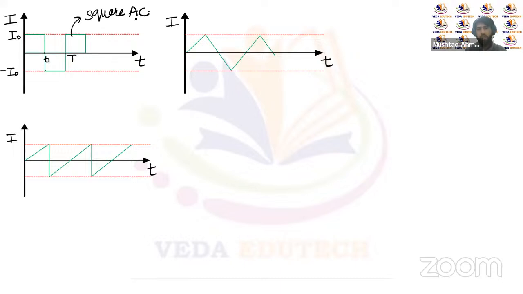Similarly, you can see here this triangular form of AC wave. This also repeats its direction after a fixed interval. That's the time period. If this is time t equal to 0, and this is time equal to capital T, this will be the time period for this AC. Since the AC here is in the form of a triangular wave, we can call it triangular AC.